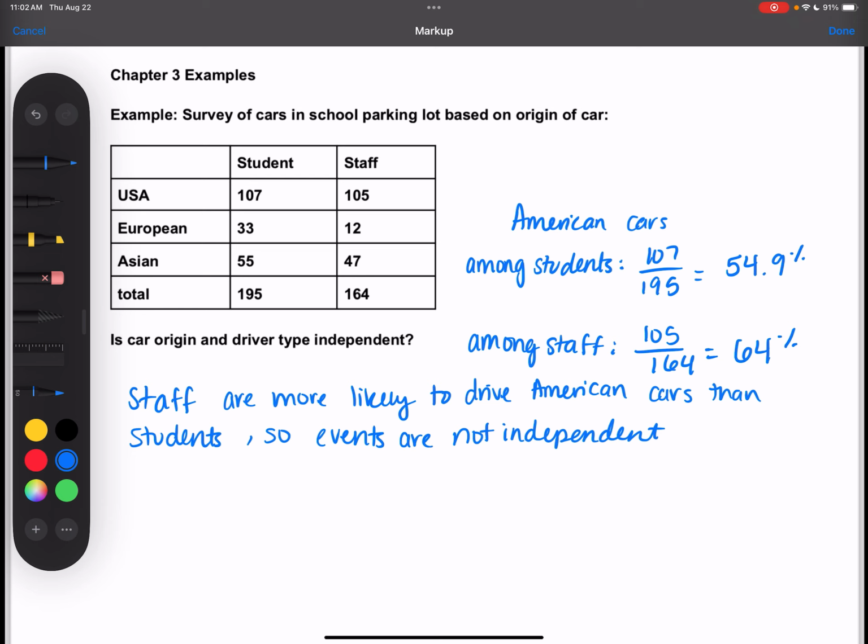So we only need to test that one category to know the whole thing's independent. Yeah, so if they had been the same, let's say hypothetically they were both 55%, then I would have gone and done the same thing for European. And if they were basically the same, again, plus or minus 1%, I say, then it's safe to assume they're independent. Because if those two percentages are basically the same, the third one has to be.